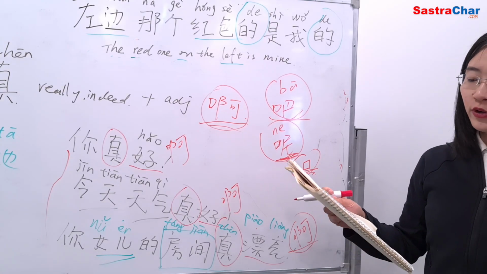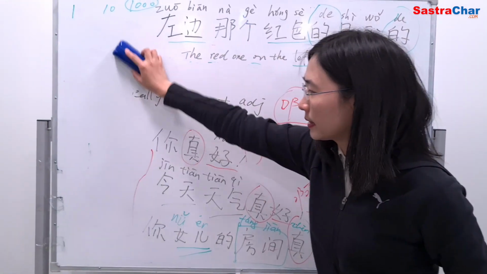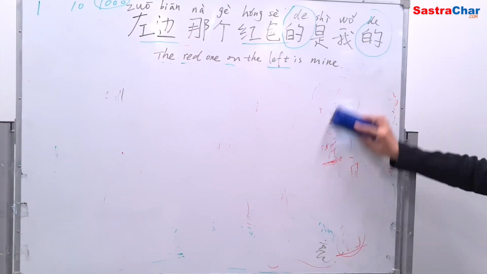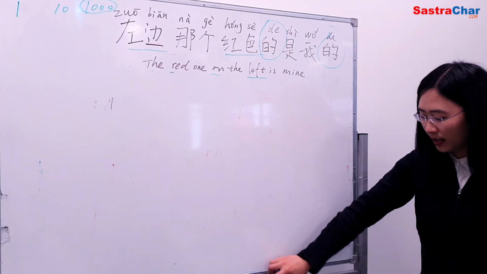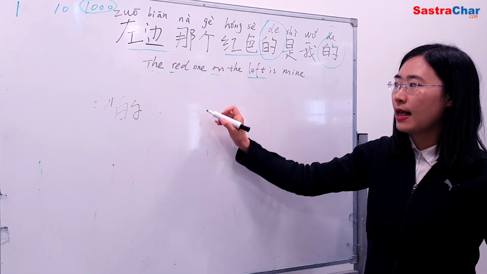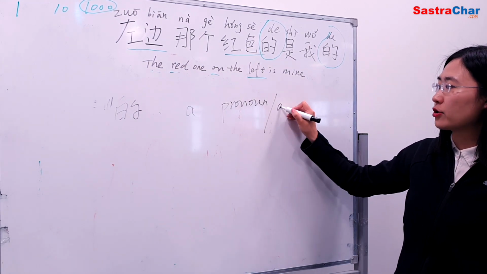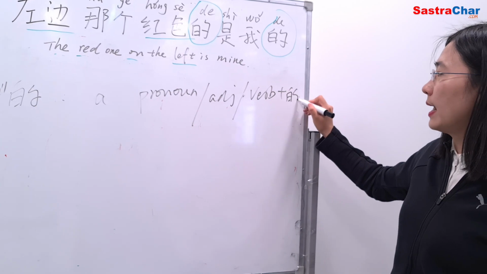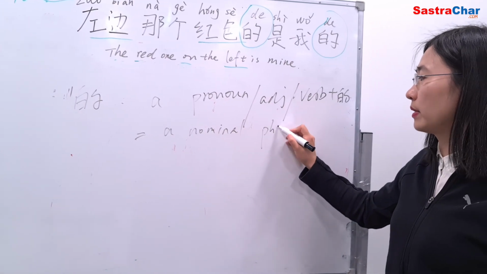Let's have a review. The first one is about de, right? So what's the pattern for de? When do we use the? Yeah, we can use it after a pronoun, right? A pronoun, or an adjective, or a verb. So plus the, and this equals a nominal phrase, right?